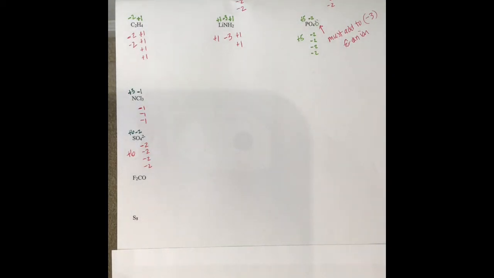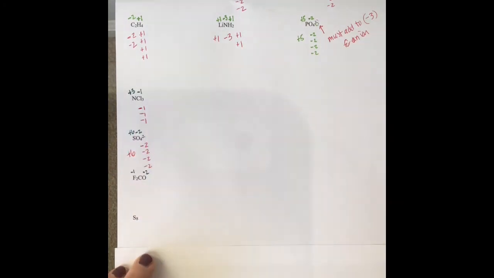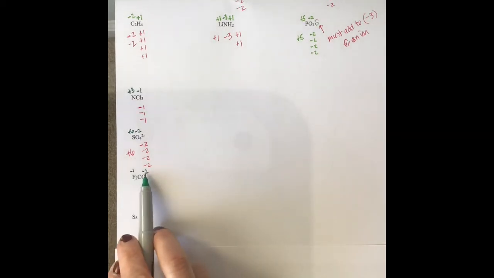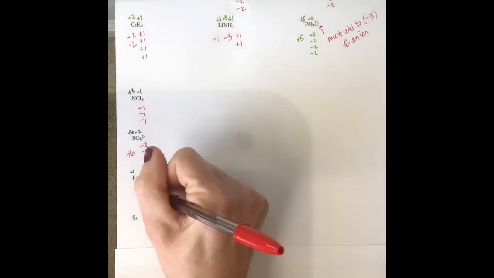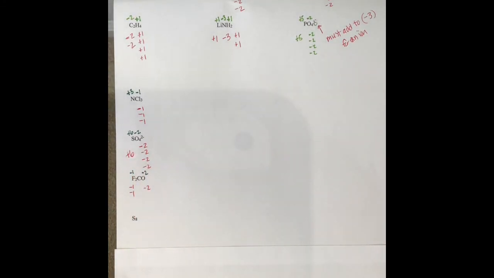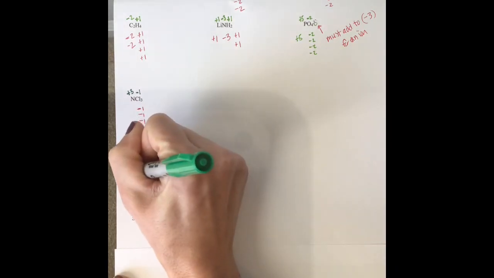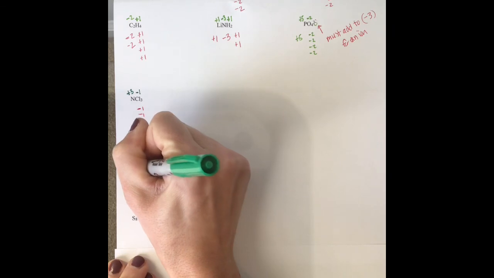All right, jumping down to F2CO. So let's assign oxidation numbers to oxygen and fluorine because they always follow the rules. Fluorine will be a -1, oxygen will be a -2. We can even write out our charges. We know that overall we need a neutral molecule, so I have a total of -4 with all my charges together. So in this case, carbon needs to be a +4.